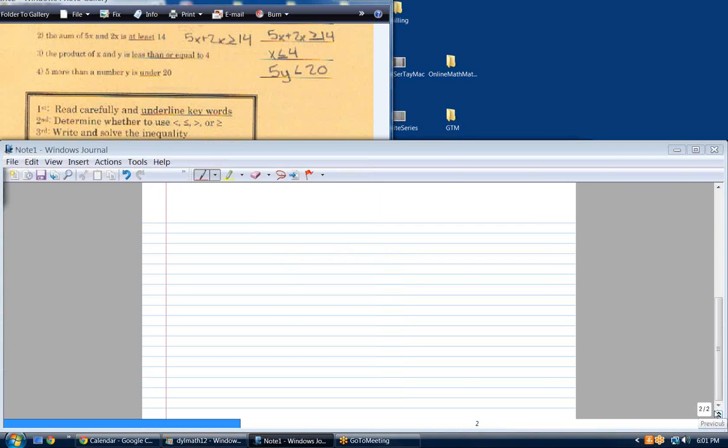How can I write the product of x and y? Well, product means multiplication. So if I said the product of 5 and 7, you'd multiply 5 times 7. In other words, don't interpret that "and" to mean x plus y. The product of this number and some other number means x times y. So x times y is less than or equal to 4.